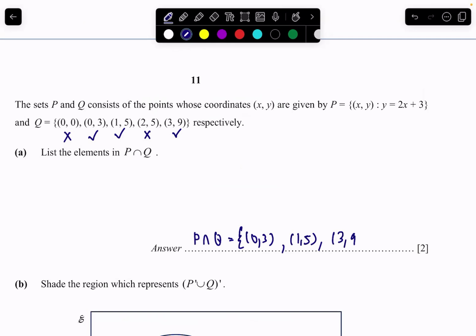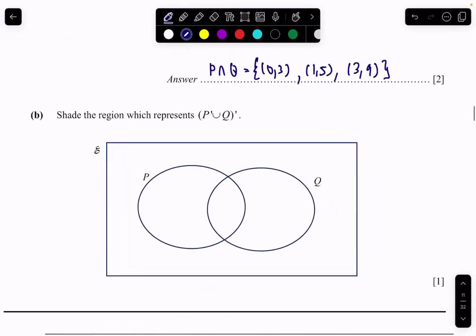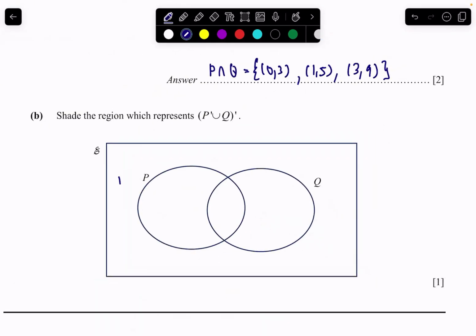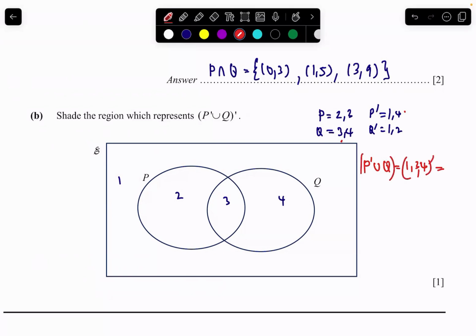Shade the region which represents P complement union Q complement. So 1, 2, 3, 4. I like to do this. P is 2, 3, P complement is 1, 4. Q is 3, 4, Q complement is 1, 2. Now P complement union Q. P complement is 1, 4, union Q is 3, 4. So that means 1, 3, 4, right? P complement union Q itself is 1, 3, 4. Then you take the whole thing, complement again. So the complement of 1, 3, 4, the answer is just 2. So that means shade region 2. Answer.